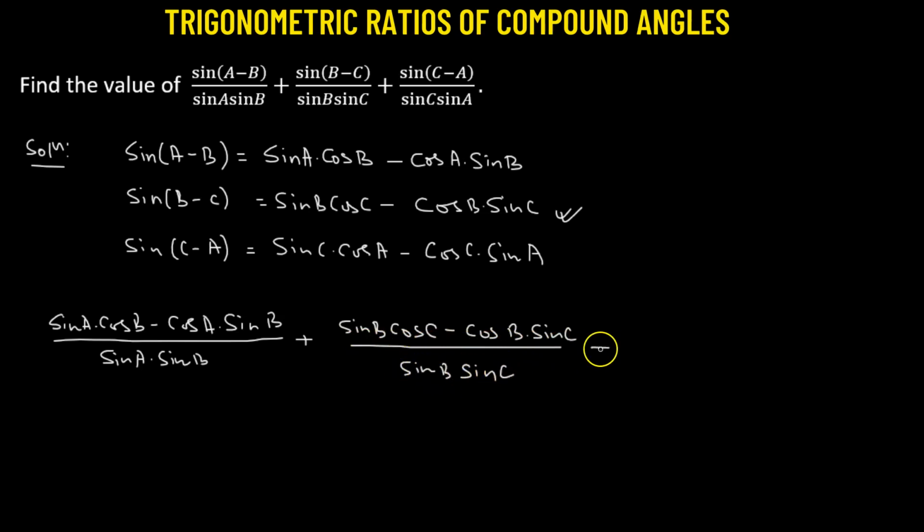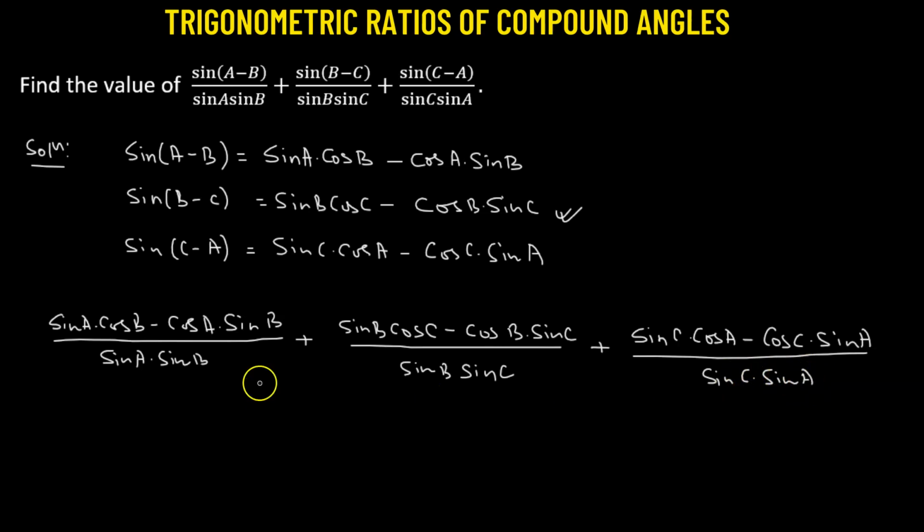And finally, in the last term, replacing sine c minus a with its expanded value. So we have sine c times cosine of angle a minus cosine c times sine of angle a, whole divided by sine of angle c times sine of angle a. Fine. So this will be equals to, now we have to simplify it.